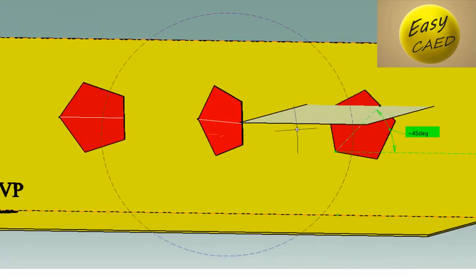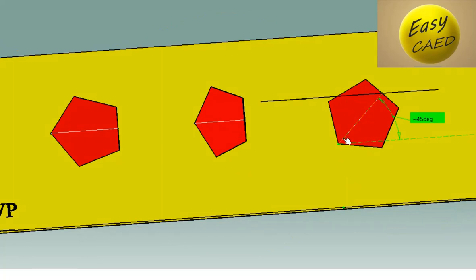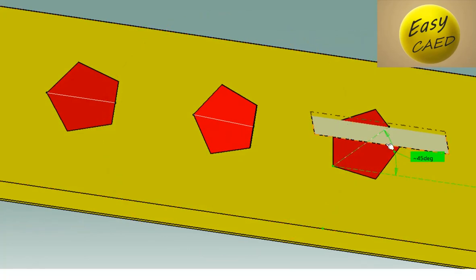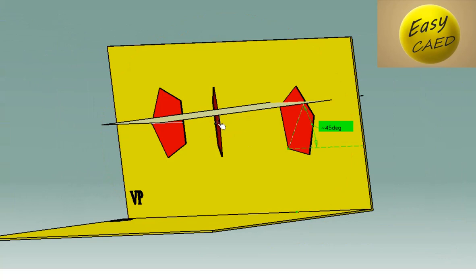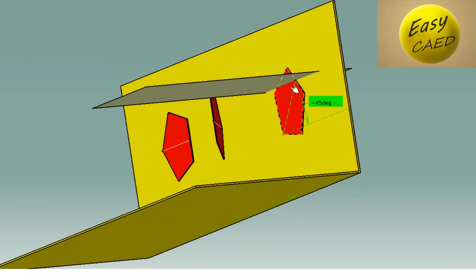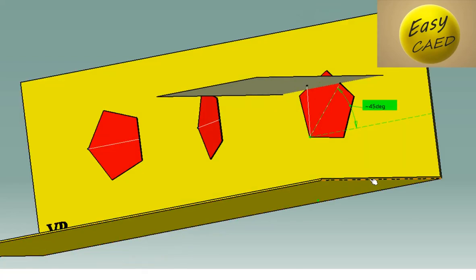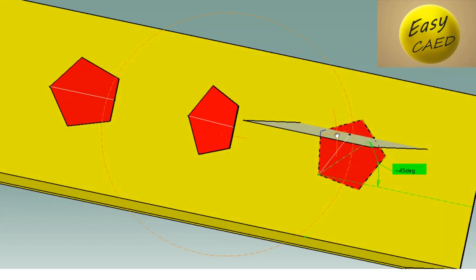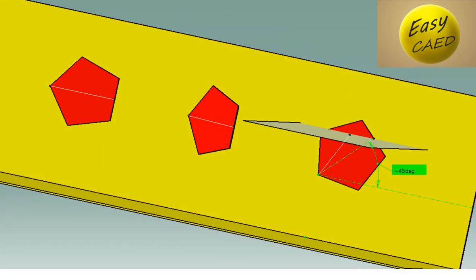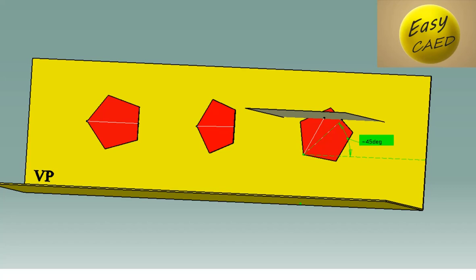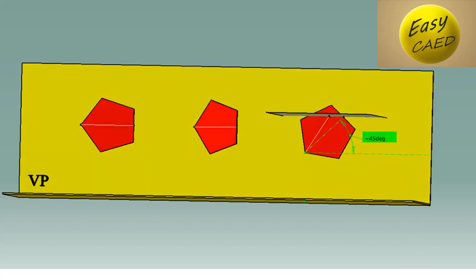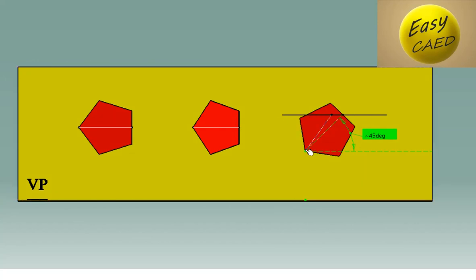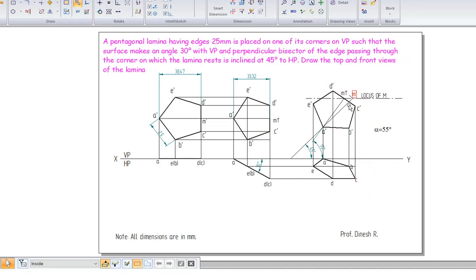Now it is something which I need to keep. This point should be touching this locus line, and also it should be maintaining 30 degrees with respect to VP. That is what we are going to find. Now we got that point by drawing a line which touches this locus of M. Now we are going to see it in the front view. In front view we are going to draw the true length of the diagonal initially, which is going to be inclined 45 degrees.